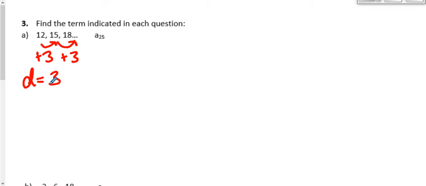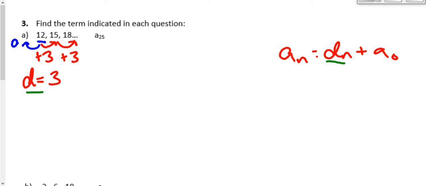That also means that the general form of an arithmetic function, which is a sub n equals dn plus a sub 0. If I was going to write an equation like this, I know the d value to plug in. I just need to find the a sub 0 value to plug in. So I know this d value, which is right here. All I need now is a sub 0, and because 12 is my first term, all I have to do to find a sub 0 is move backward one spot from the number 12, according to my pattern. So the number I would have added 3 to get to 12, or if I subtract 3 to move backward, would be the number 9. So that means a sub 0 is going to be the number 9.